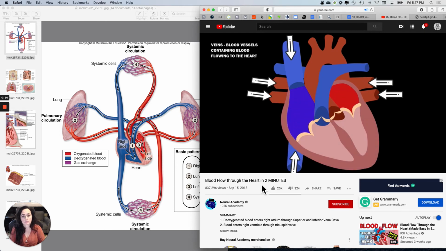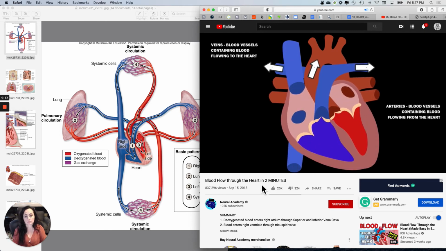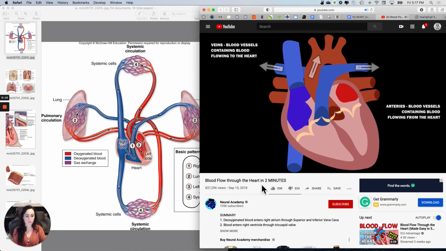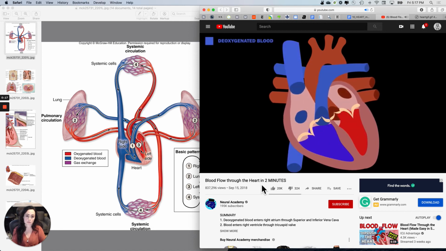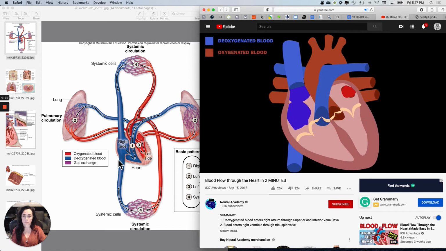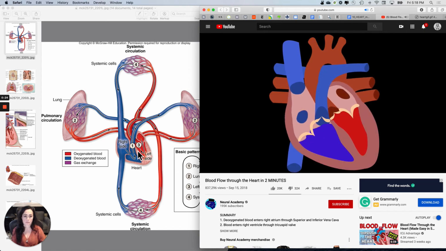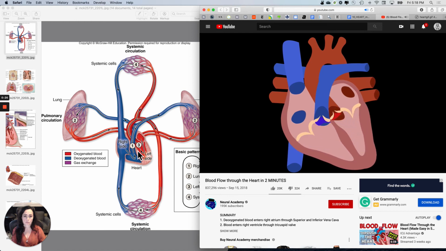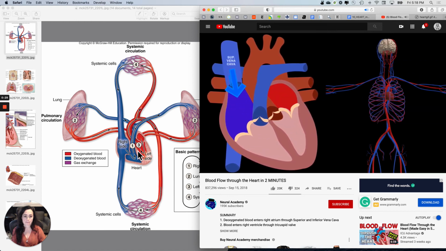Veins are blood vessels containing blood flowing to the heart, while arteries have blood flowing from the heart. The blue is representative of blood vessels containing deoxygenated blood, while the red blood vessels have oxygenated blood fresh from the lungs. Now, let's follow the path of the blood through the heart. The superior vena cava receives blood from the head, neck, upper limbs, and chest. Meanwhile, the inferior vena cava receives blood from the trunk, viscera, and lower limbs. Both the superior and inferior vena cava end up in the right atrium, one of the 4 chambers of the heart.